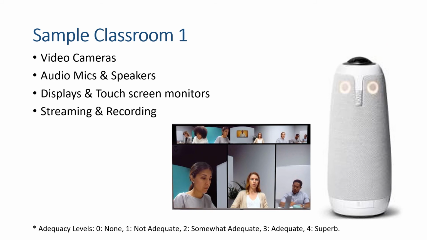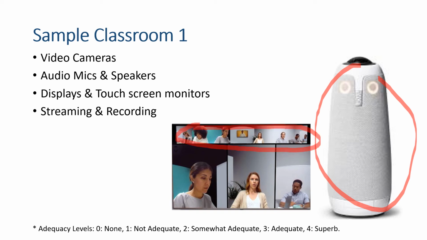So here is a sample configuration for a flex mode classroom, using just the all-in-one unit of the Meeting Owl Pro. This has a built-in microphone, speaker, and multiple webcams, including a 360-degree pan webcam, as well as speaker tracking.